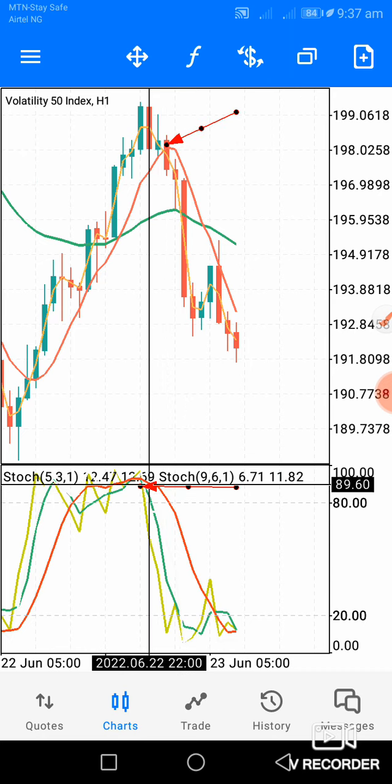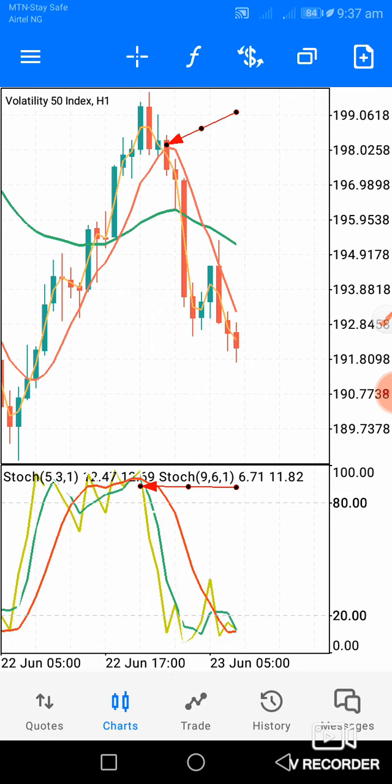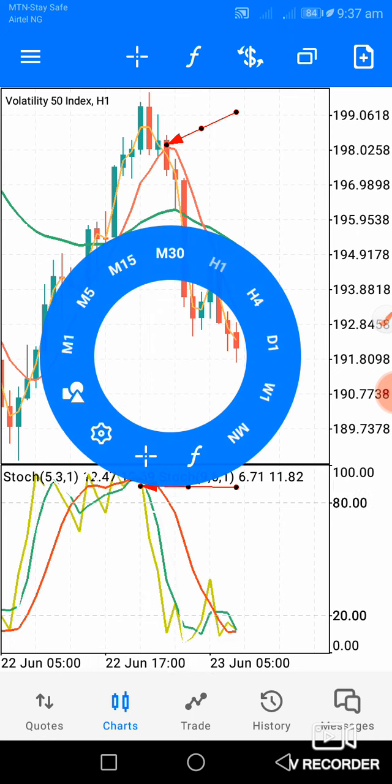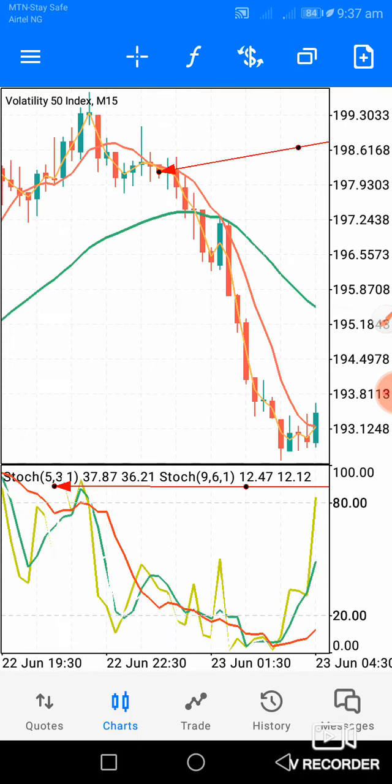The lemon green has crossed the green and also crossed the red. So we know that the trend is going to sell. Then we go straight to our 15 minutes to filter our entry.